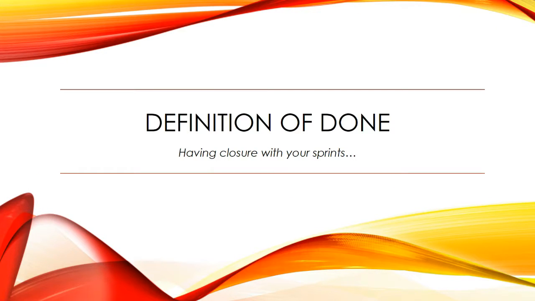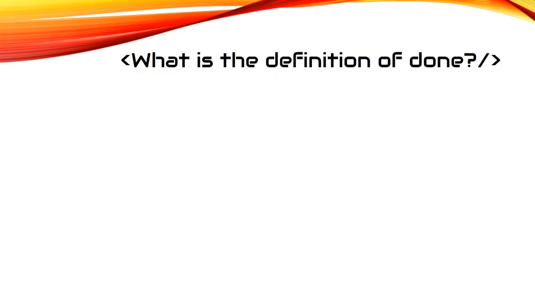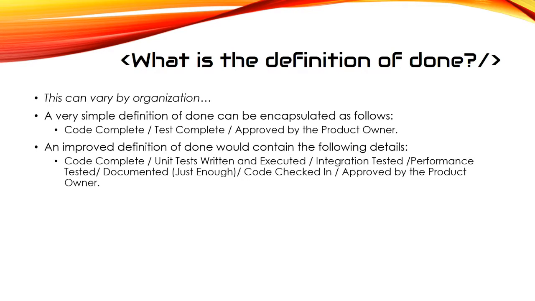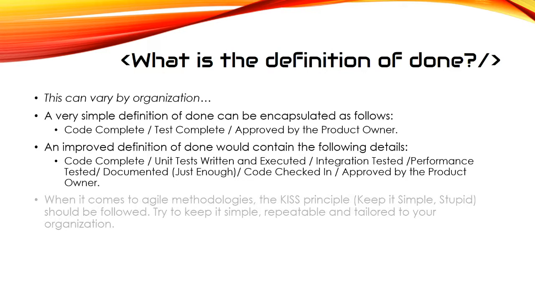Definition of done, having closure with your sprints. So what is the definition of done? That can vary by organization. A very simple definition of done can be encapsulated as follows: code complete, test complete, approved by the product owner. An approved definition of done would contain the following details: code complete, unit tests written and executed, integration tested, performance tested, documented but just enough, code checked in, and approved by the product owner.